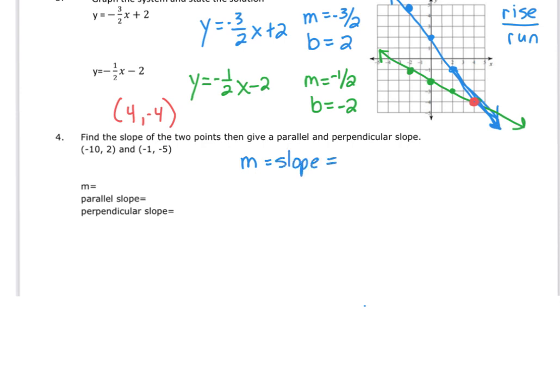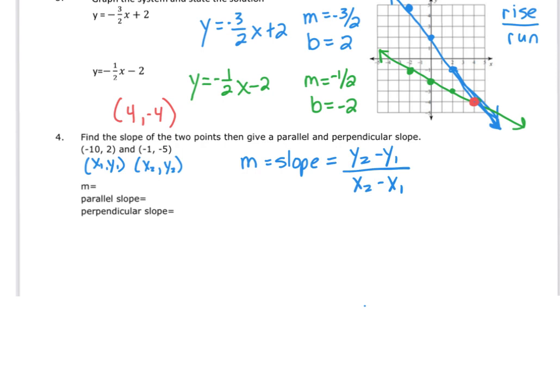Our slope formula is y2 minus y1 over x2 minus x1. Don't be intimidated by the 1s and 2s. That basically means your first y value, your second y value, and such. I'm going to show you on the points here. This is your x1 and your y1, and then this is your x2 and your y2. That means your x value and y value from your first point, and your x value and y value from your second point.